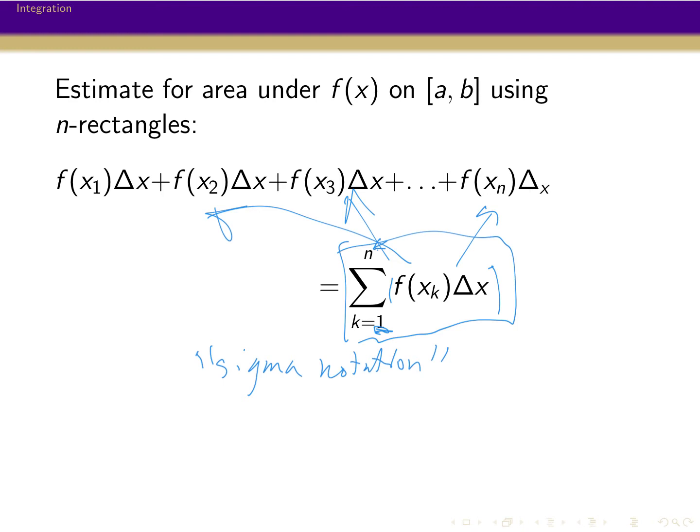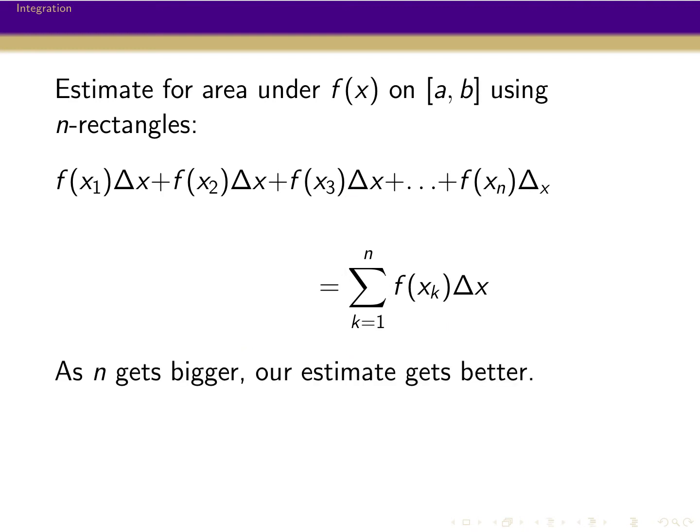Okay. This is our way to give us our estimate for the area. A natural question is what would we do to make this estimate better? The easiest thing is to just increase the number of rectangles. As n, the number of rectangles, gets bigger, the widths get smaller, so delta x goes to 0. Our estimates are going to get better.